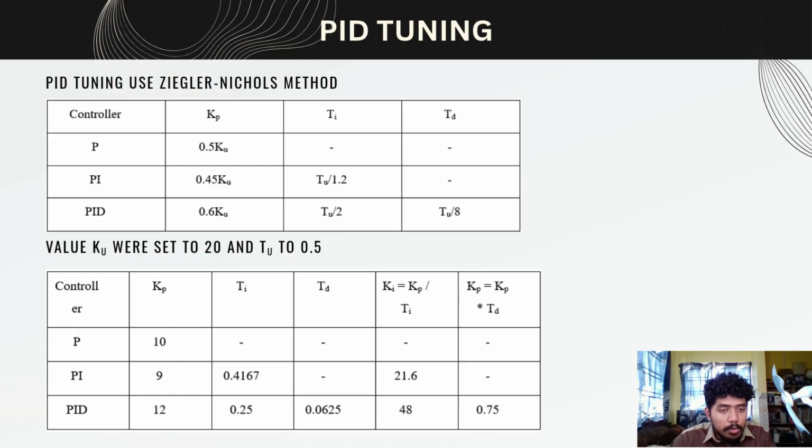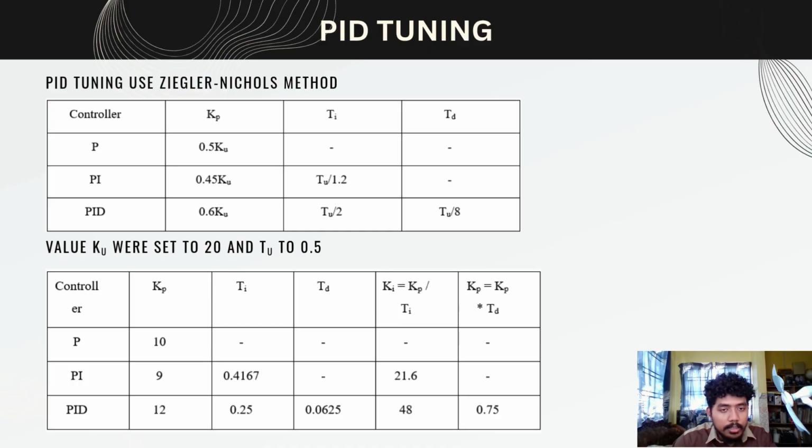For the PID controller, the Kp value is 12, the Ti value is 0.25, the Td value is 0.0625. We get all these values from substituting the Ku and Tu into the table above. And the Ki of the PID controller is equal to Kp over Ti, so we get 48 by substituting Kp 12 and Ti 0.25.